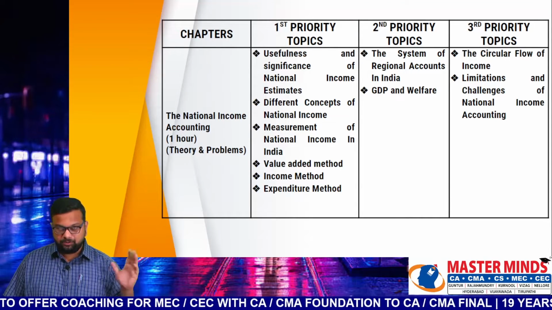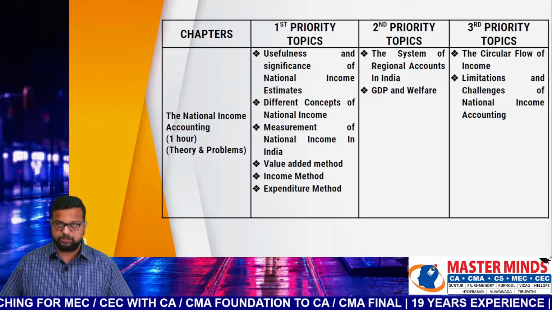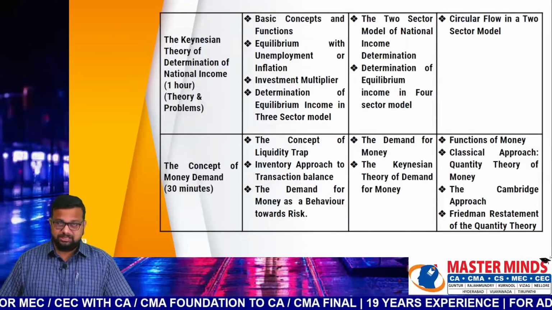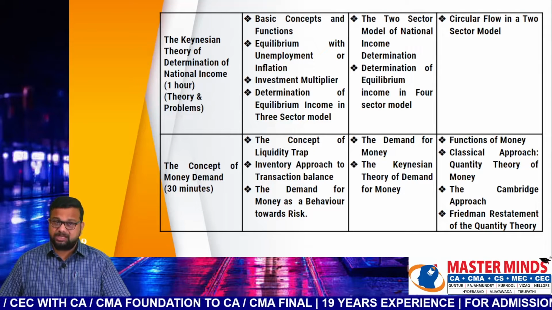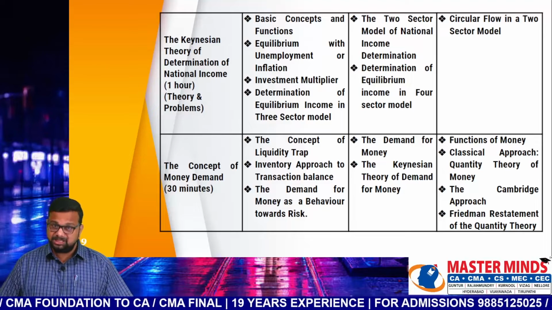And apart from first priority and second priority, whatever topics are left are kept in third priority topics. Okay, next, the second chapter, the Keynesian theory of determination of national income. Again, for this we have given 1 hour to revise. This chapter again consists of both theory part as well as problematic part.